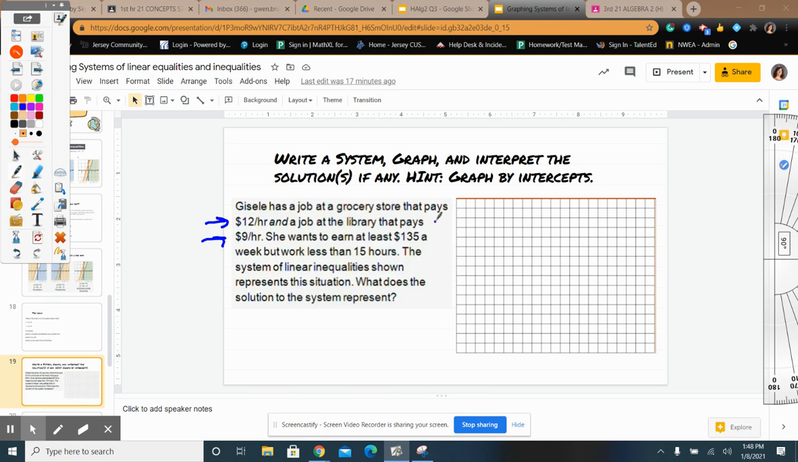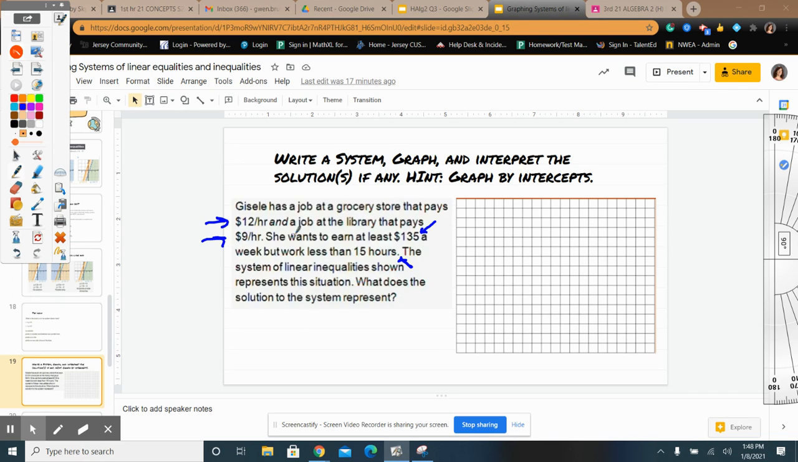So she wants to make at least this much money a week, but she wants to work less than 15 hours. The system of linear inequality shown represents the situation. What does the solution represent? Okay, so let's think about this. There's a rate. This is actually what we call a linear combination problem, where there's two facts and we're trying to write two equations based on it.